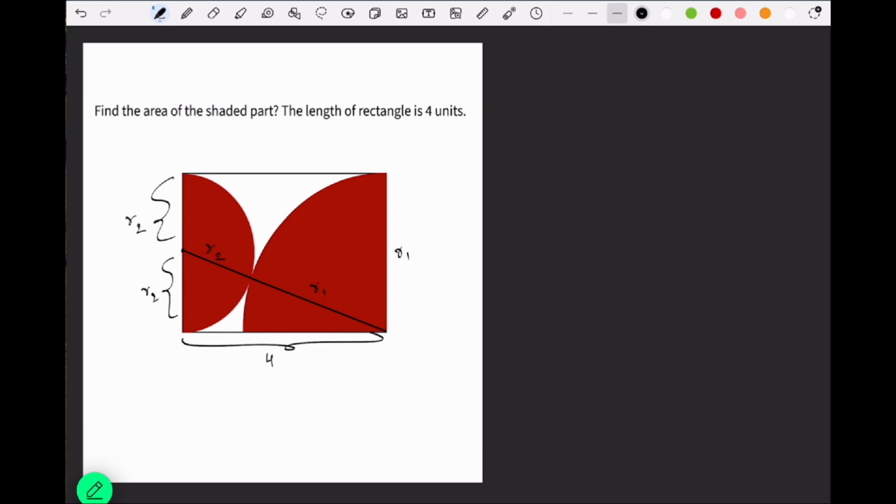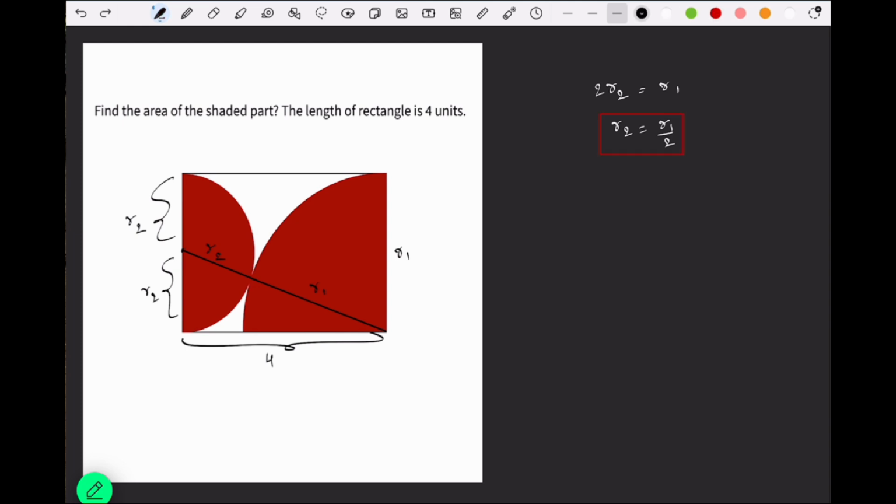In a rectangle, opposite sides are equal. So we can say 2 times R2 is equal to R1, right? And we can also write it as R2 is equal to R1 divided by 2. It means the radius of the semicircle is half of the radius of the quadrant. Let's keep this aside as we are going to use it in the next process.